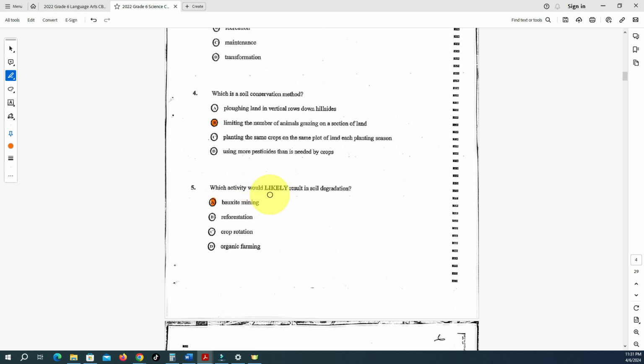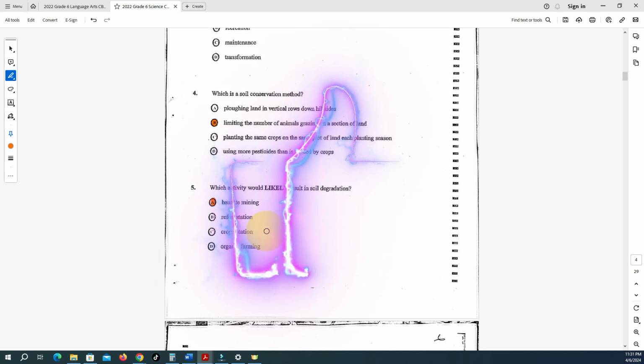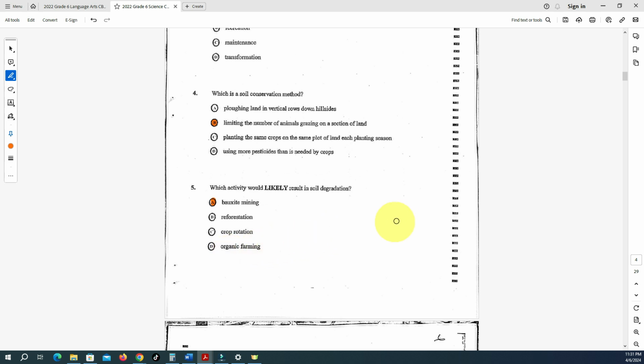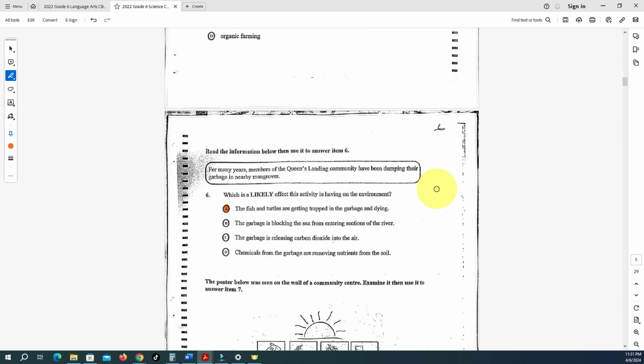Which activity would likely result in soil degradation? Bauxite mining, of course. Reforestation is planting of trees. Crop rotation will help the soil. Organic farming is definitely good. Greenhouses and all of that.